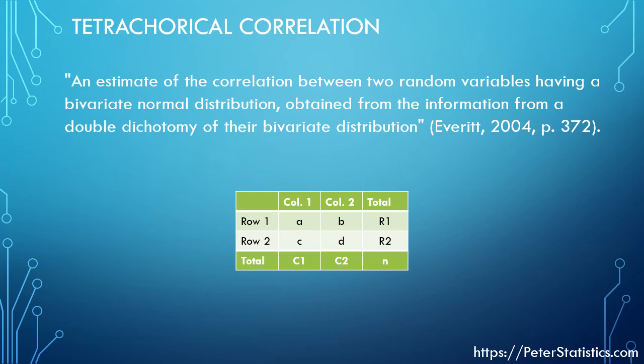The last group are so-called tetrachoric correlations. Now, this can be defined as an estimate of correlation between two random variables having a bivariate normal distribution, obtained from the information from a double dichotomy of their bivariate distributions. So these assume that this variable and this variable have an underlying normal distribution, so that they would have something like that. Then they come, this is hard to draw, like that.